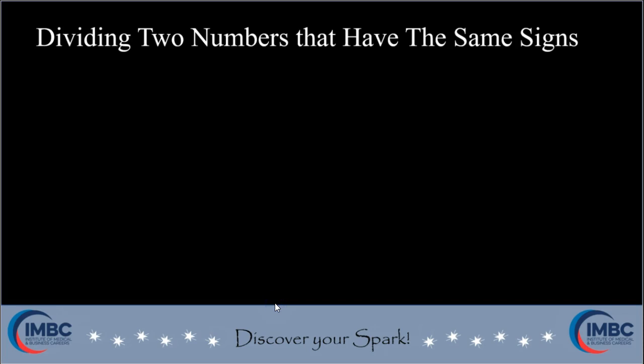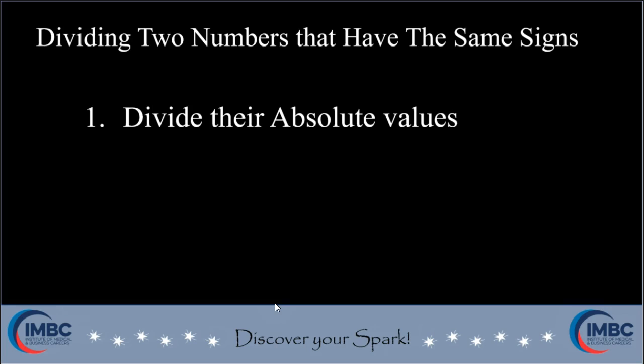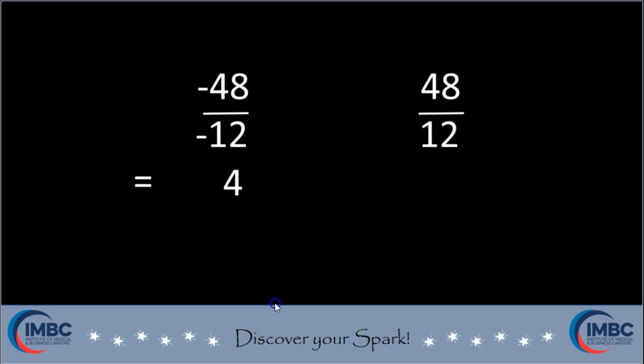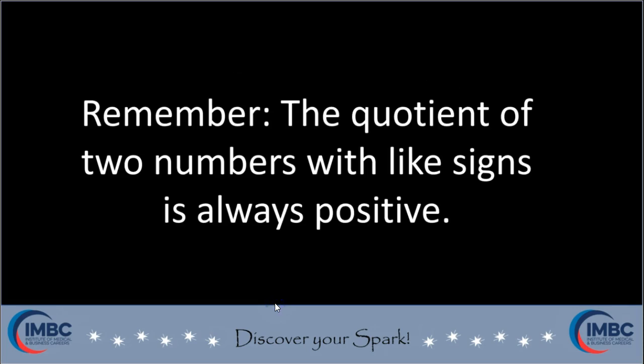Dividing two numbers that have the same signs. Divide their absolute values, and we're going to make the quotient positive. Same signs, positive answer. Negative 48 divided by a negative 12. Answer, 4. Two negatives, same sign, 4. Positive 48 divided by positive 12, again, same result, 4. The quotient of two numbers with like signs is always positive.